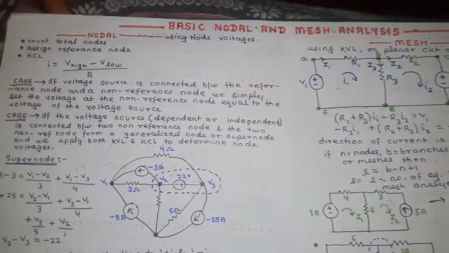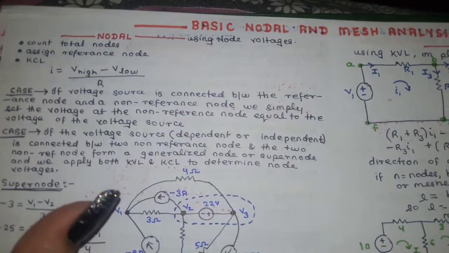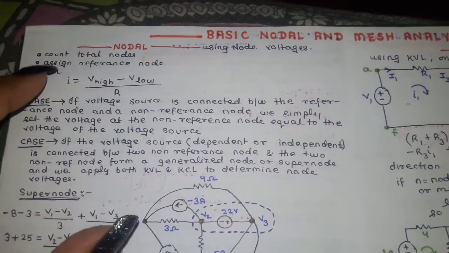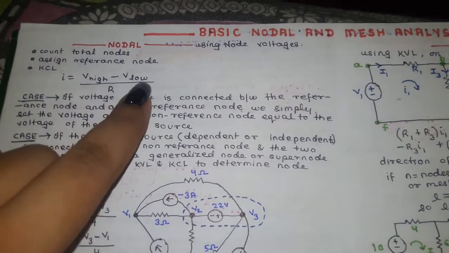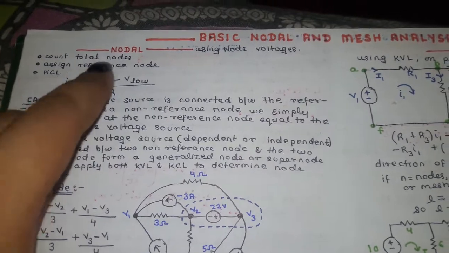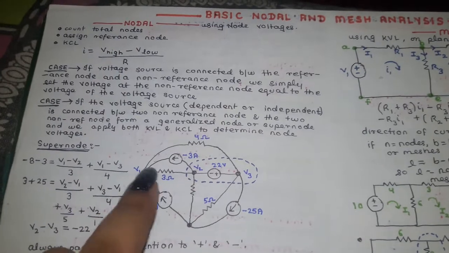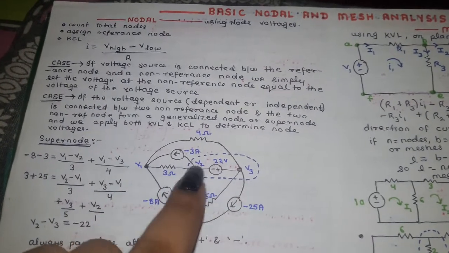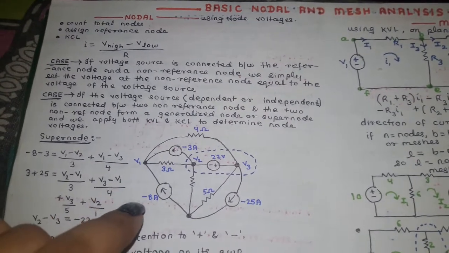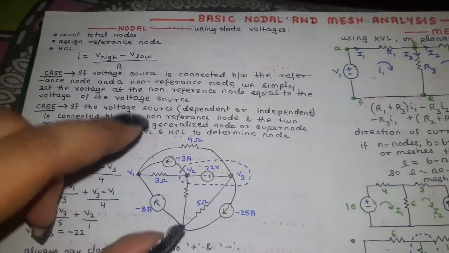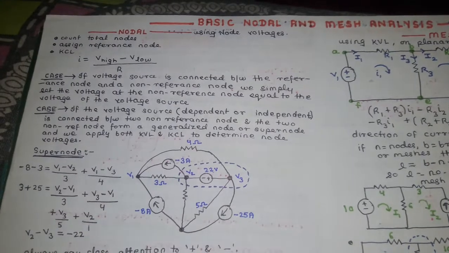So let's get started. We have nodal, and we use node voltages here, and we count the total number of nodes, assign the reference node, apply KCL at the node. This is the format: high voltage minus low voltage upon resistance. This is the particular thing we are using to form an equation. Suppose this is a circuit and these points are the nodes. So we are taking any node of our choice as reference, depending upon on which segment a node voltage is being asked, a voltage regarding any element is being asked. So we take the node accordingly.